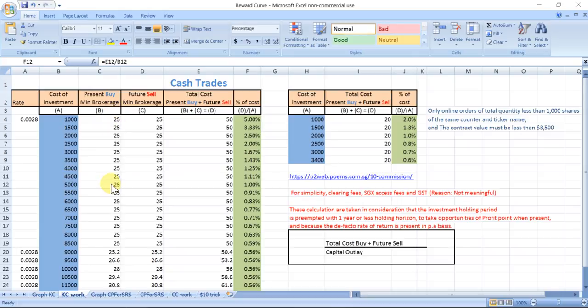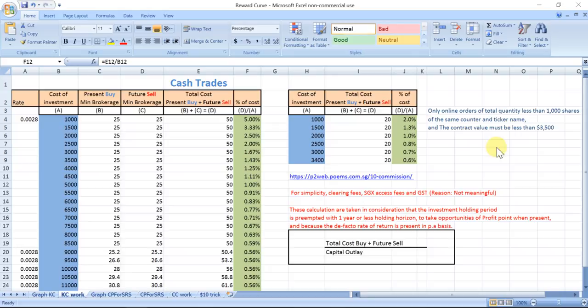The investor must remember that at some point in the future, he will need to sell the shares when there's a good profit to take. Investors, please remember to sell the shares to take some profits, because sometimes the stock market can be irrational. So we then sum up the present buy cost and the future sell cost and identify the total cost of investments.